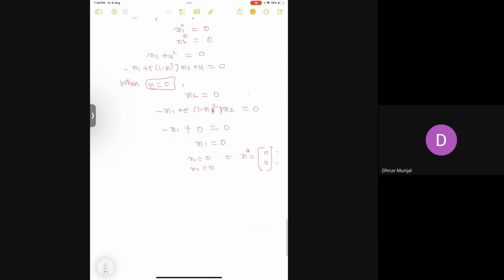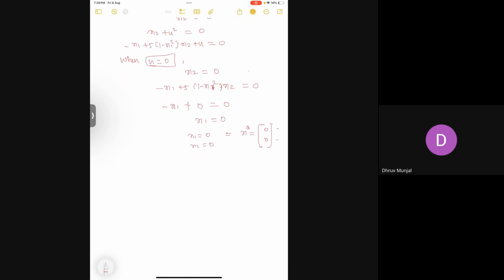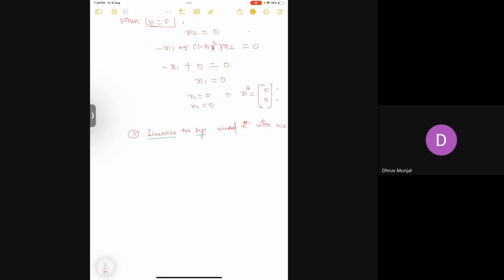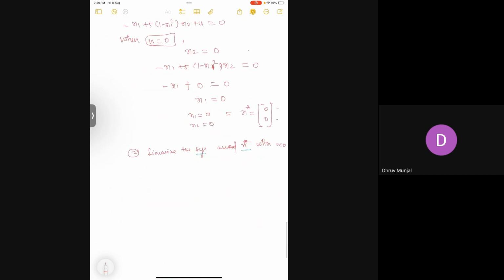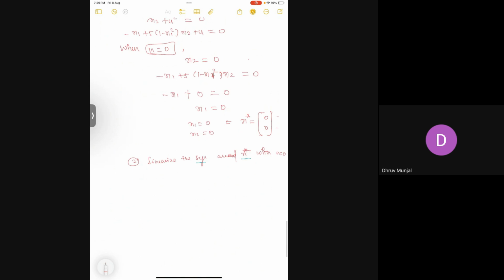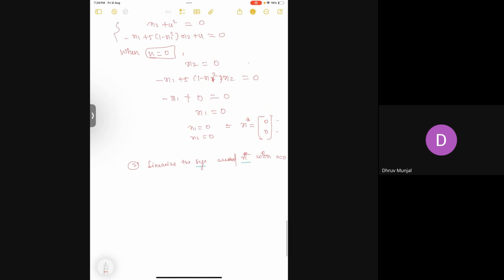The second question is to linearize the system around its equilibrium point x star with u equal to 0. Right? They already gave u equal to 0. So we will have, I will rewrite the equation here. This is the equation, here it is.